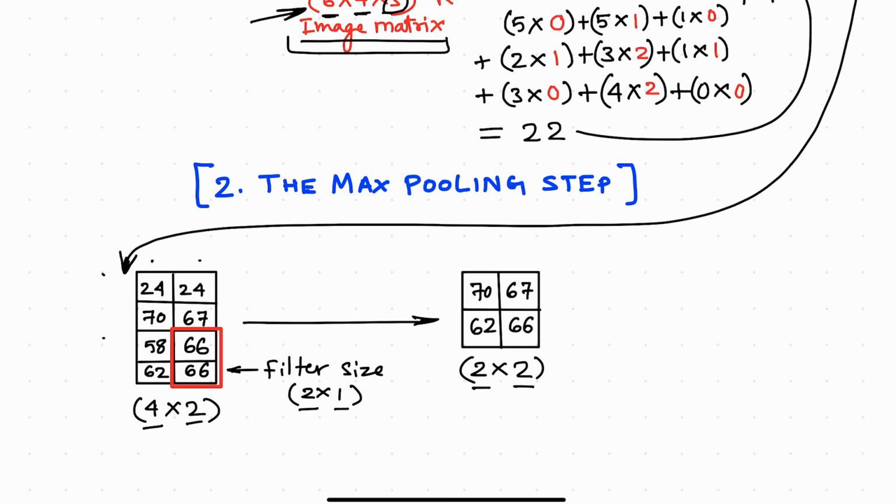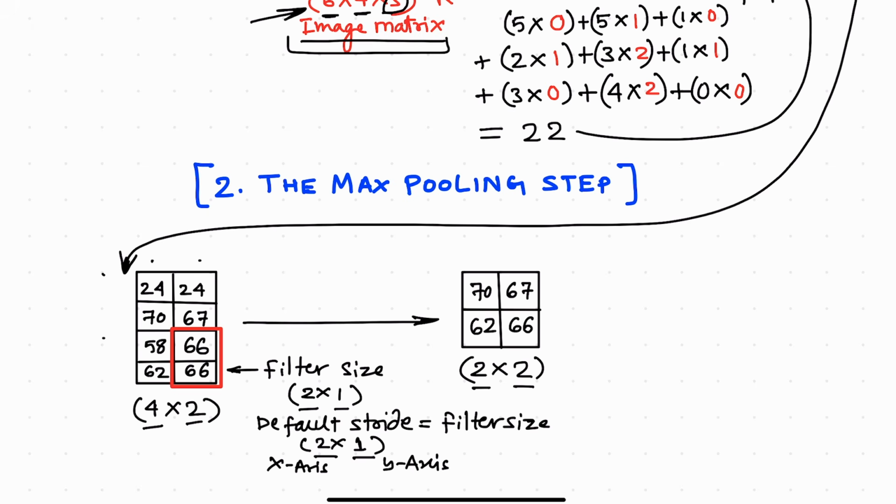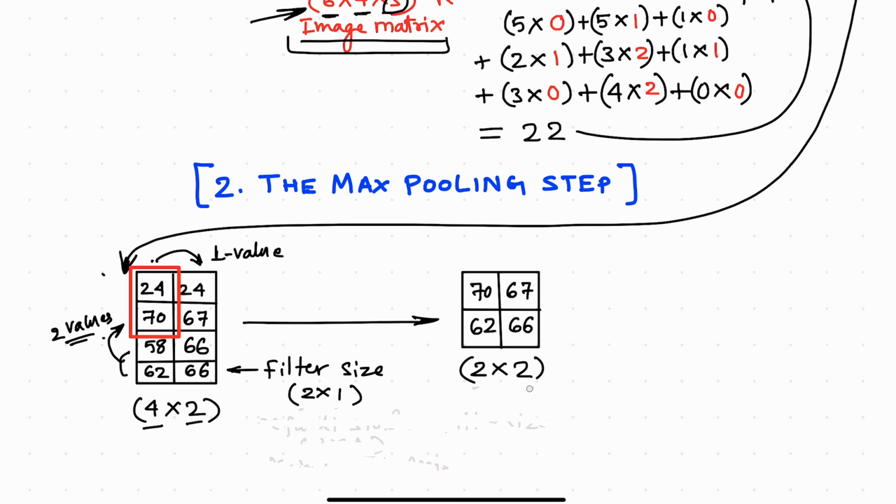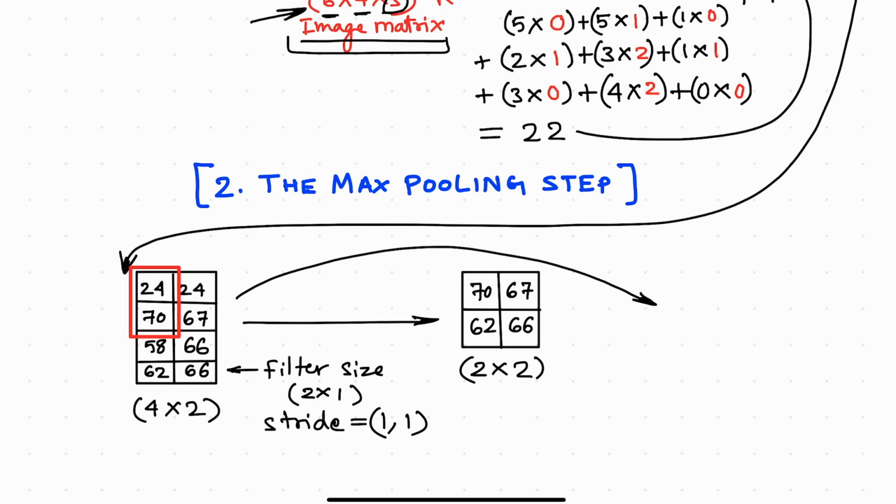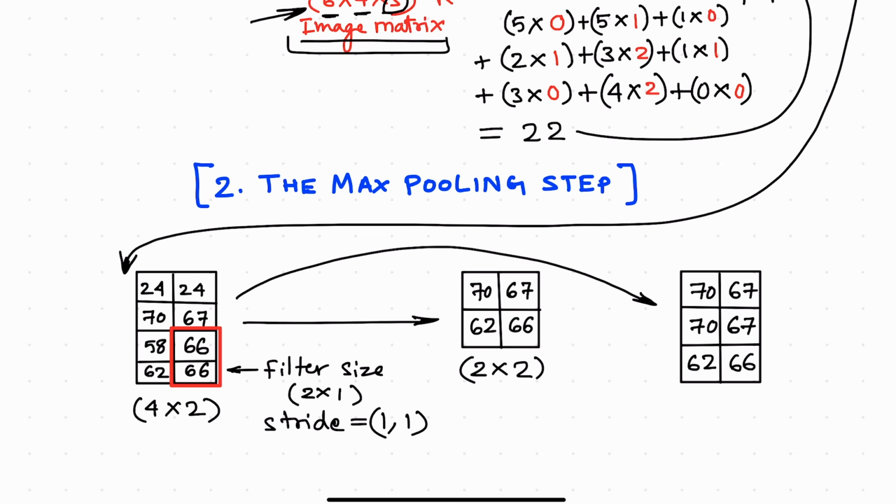So 2 by 2. This is because the default stride is equal to the max pooling filter size. What is a stride? It is the number of values you shift on the x-axis and the y-axis while moving the filter window. Like in this case, you shift the filter window by 2 values for the rows and 1 value for the columns. If you change the stride to 1 by 1, like we had specified for our convolution layer, then this window will move in an overlapping way and result into an output of 3 by 2.